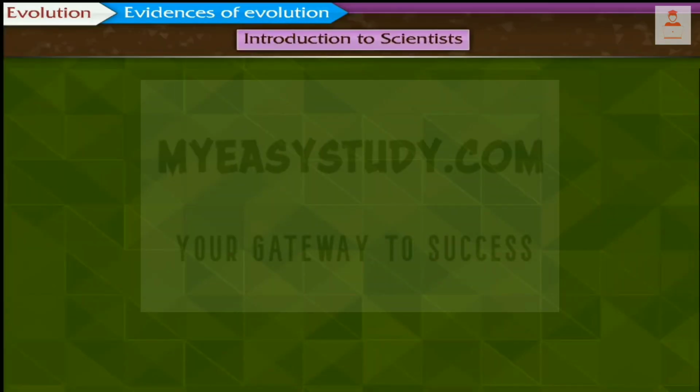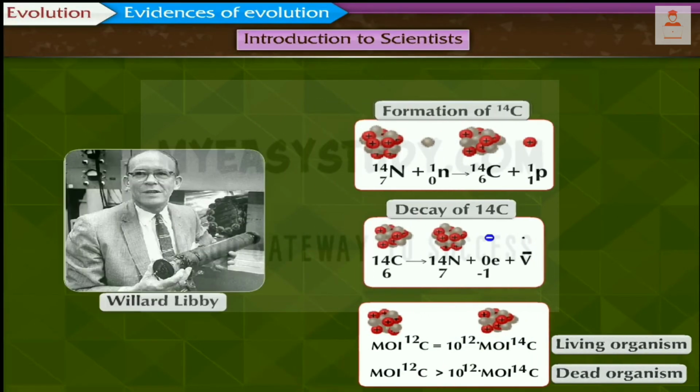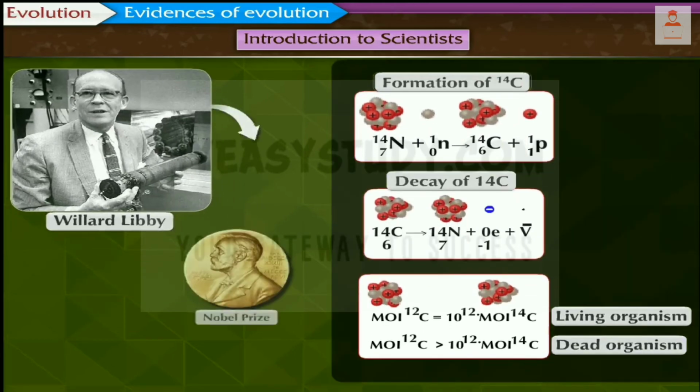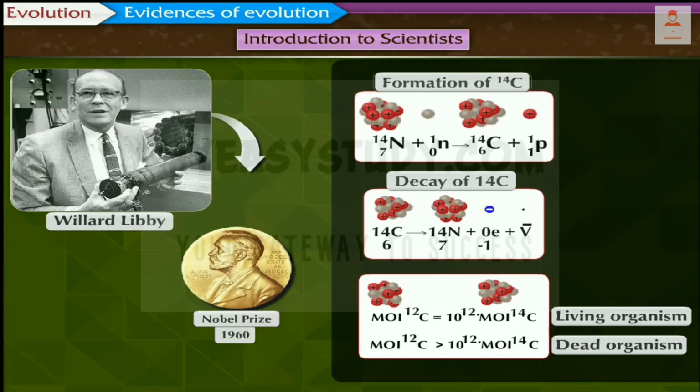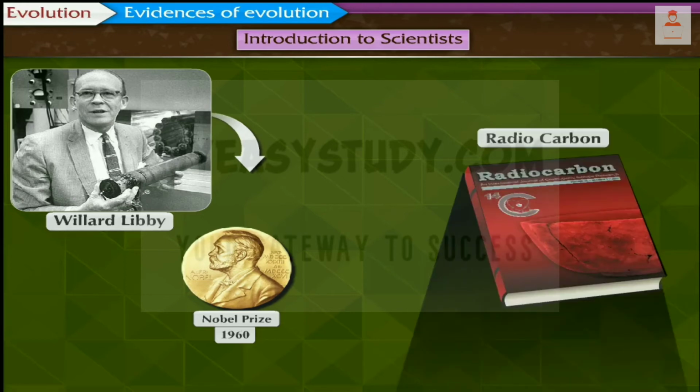Introduction to scientists. The carbon dating method is based upon the radioactive decay of naturally occurring C14 and was developed by Willard Libby. He was awarded the Nobel Prize in the year 1960 for this invention. The ages of materials determined by this method are published in the journal Radiocarbon.